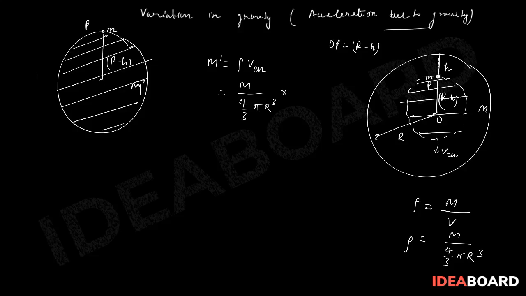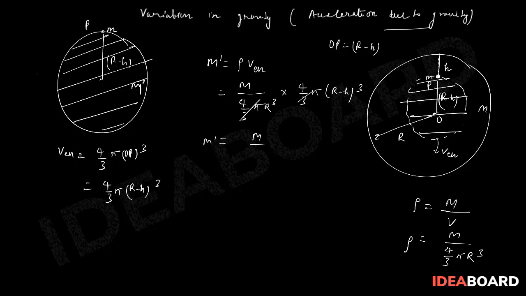So now this is the radius. So V enclosed is nothing else but 4 by 3 pi OP cube, which is 4 by 3 pi (r minus h) whole cube. So if I substitute, I get 4 by 3 pi (r minus h) cube. So this 4 pi by 3 is cancelled out. M dash is m upon r cube into (r minus h) whole cube. Perfect. So this is going to be the value of m dash.